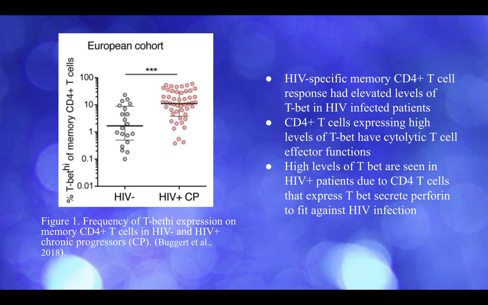High levels of TBET are seen in HIV positive patients because CD4 T cells that express TBET also have the ability to secrete perforin to fight against HIV infection.